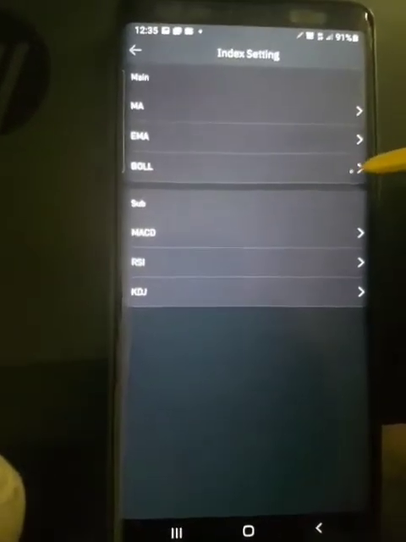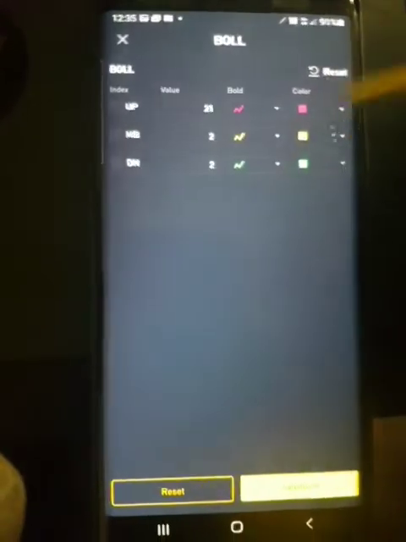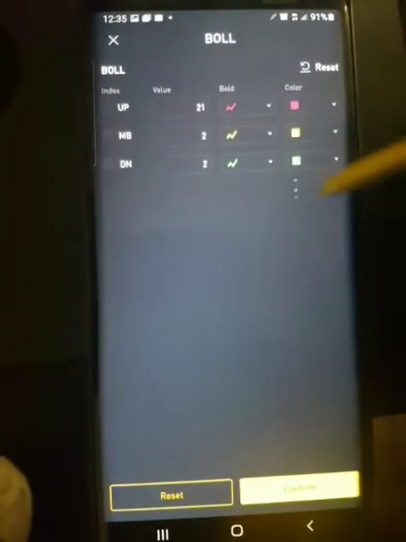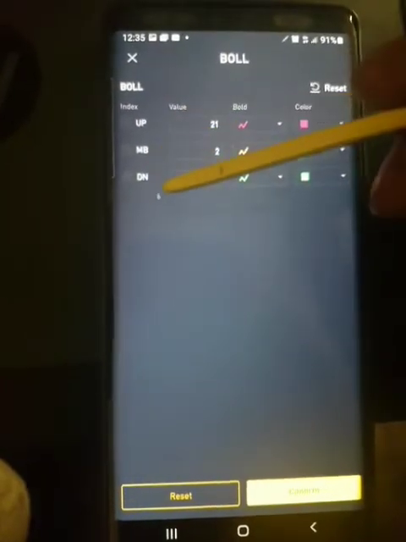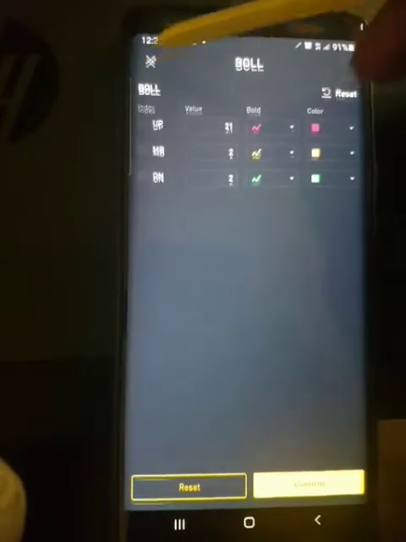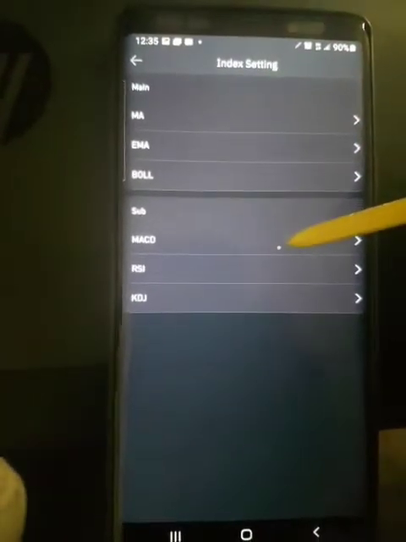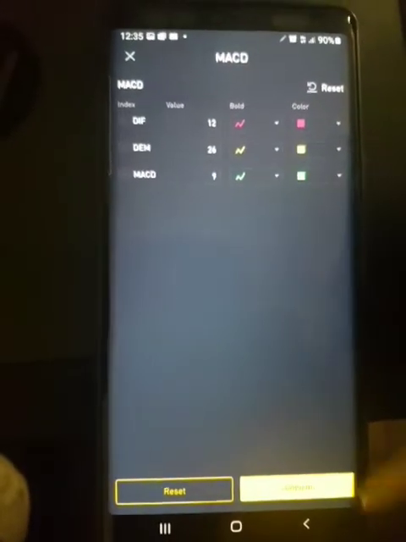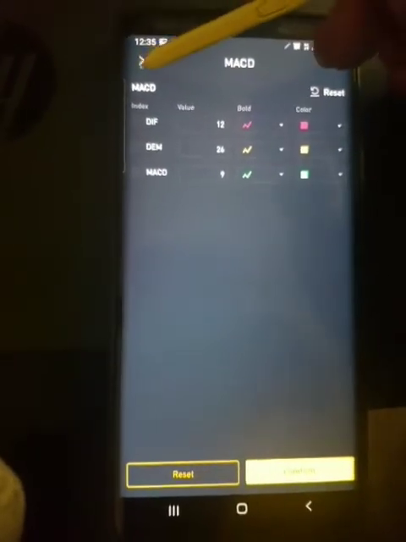If you come to your Bollinger, because I'm just going to treat a few of them, you have the red, the orange, the green. Try to set yours like this for up, middle band, and down. When you finish, you click on confirm. You come down to your MACD, set your own MACD like this, red, orange, and green. When you finish, you click confirm.